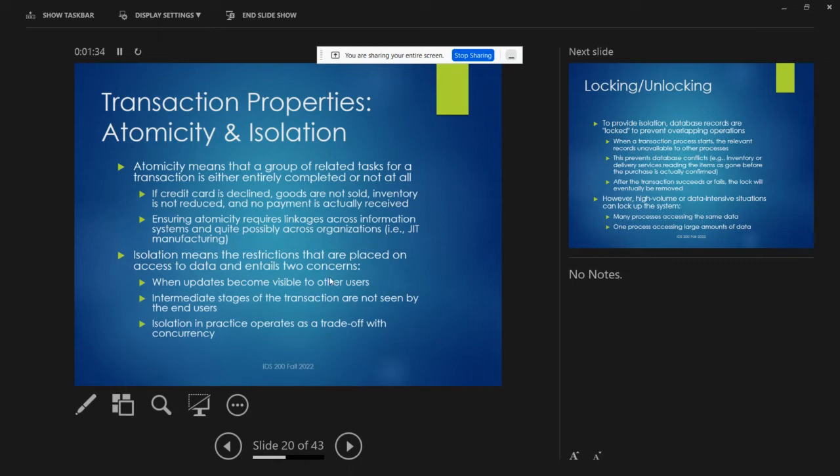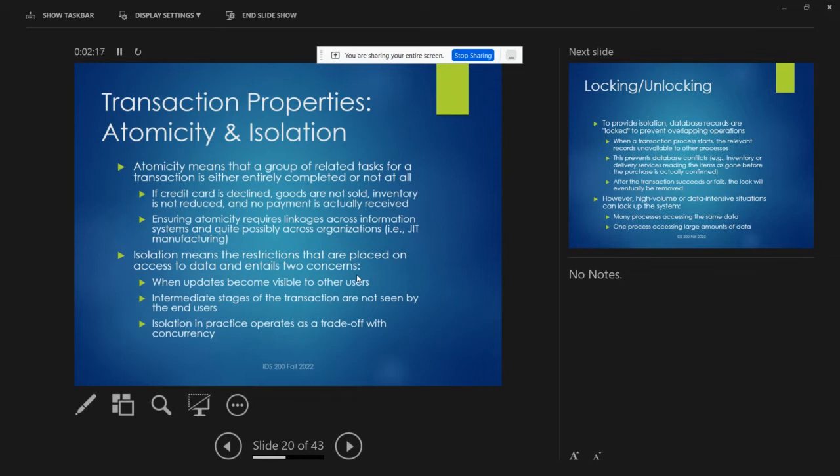Isolation means the restrictions placed on access to data, and there are two big concerns there. Number one is when updates become visible to other users. In order to enforce atomicity so that people only see the system in a state that follows atomicity, you don't, while a transaction is in progress and changes might be happening on some but not all of the machines involved, let anybody peek in there and look at the state of those machines. Because if you did, you could let them see the wrong answer. So isolation and atomicity are pretty close buddies as far as that goes. One way to think about it is that intermediate stages of a transaction are not seen by the end users.